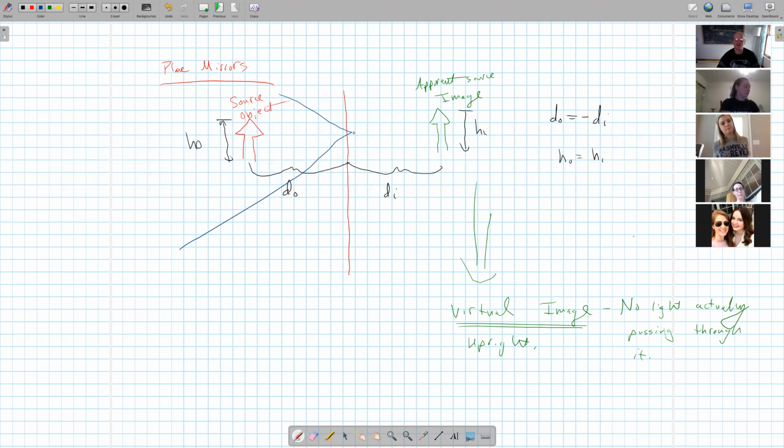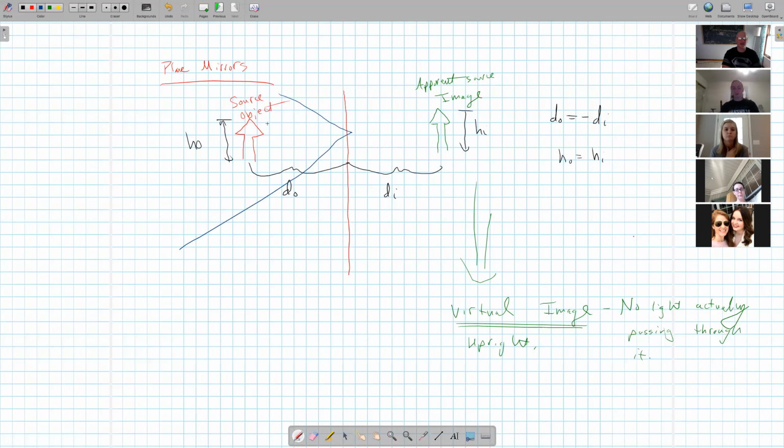So virtual image means that it's behind the mirror in this case, and no light actually passes through it. So this is what we call a virtual image. So again, best way to think about a virtual image is if I put my pad of paper at that location at which the image is supposed to be created, no light would actually be passing through there. All the light is on this side of the mirror. So this is what we call virtual.